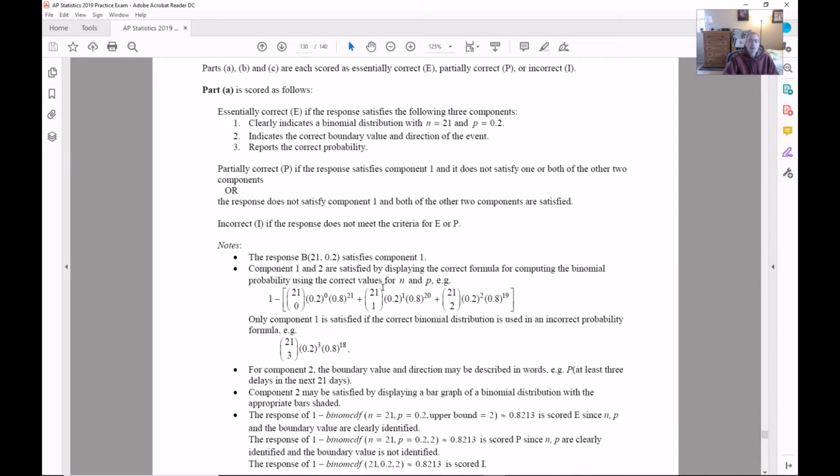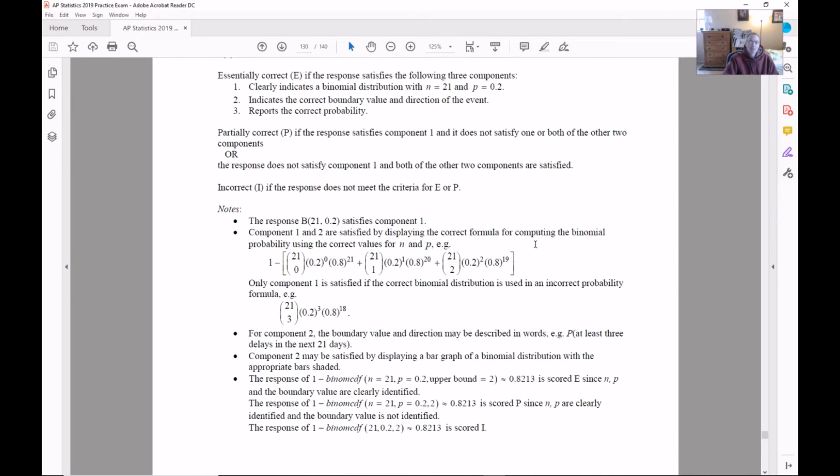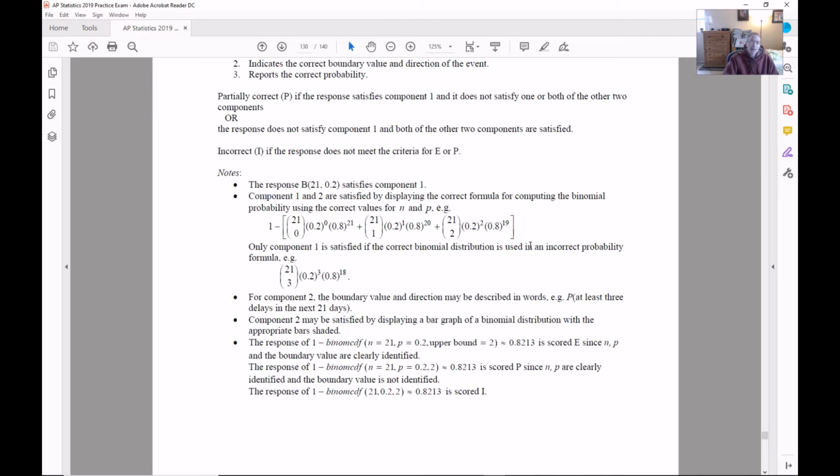So part A is scored as follows, essentially correct if the response satisfies the following 3 components. Clearly indicates a binomial distribution with n is 21 and p is 0.2. We did that with the shorthand. Indicates the correct boundary value and direction of the event. Within our binomial CDF, we had the lower and the upper bounds, and we had the right answer, okay? Yeah, but we didn't do it the way they did it, so are we going to get away with that? Let's see. I think it's okay.